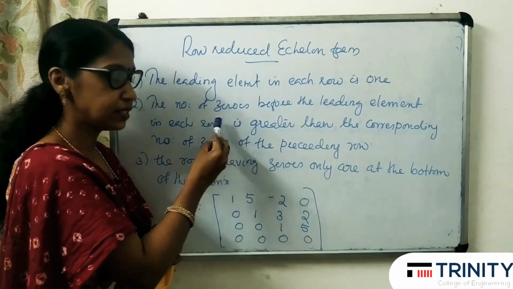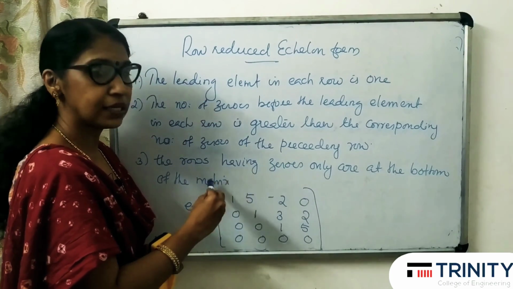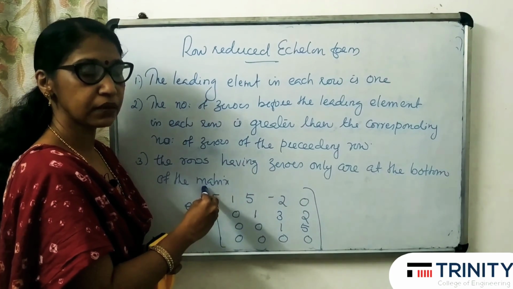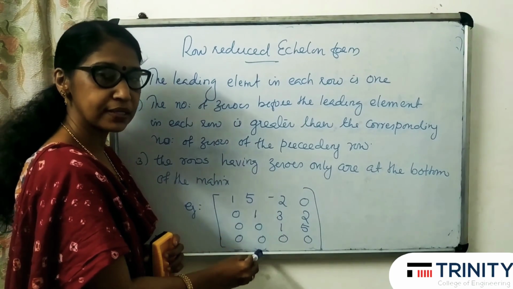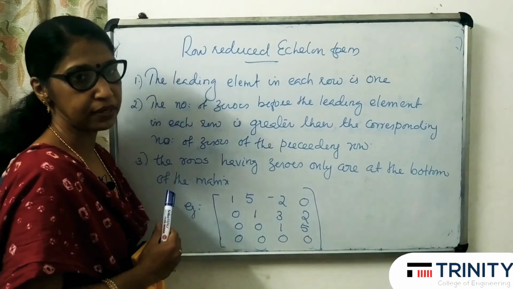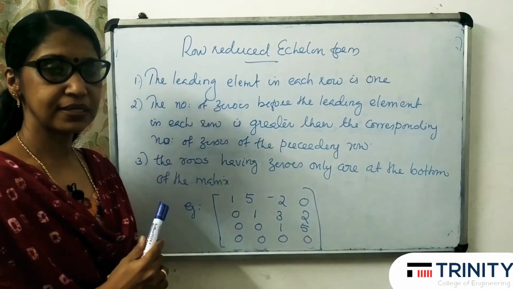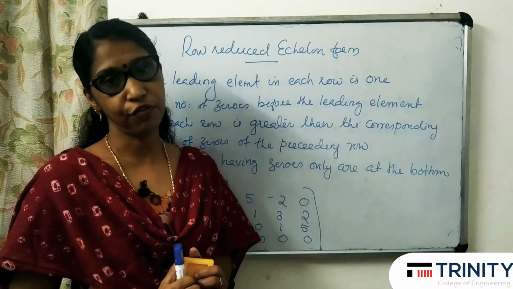And what is the third condition? The third condition is that the row having only zeros comes at the bottom of the matrix. This row is a zero row, and it is at the bottom of the matrix. So this is a row reduced echelon form matrix. So the rank of a matrix is the number of non-zero rows in the row reduced echelon form matrix.